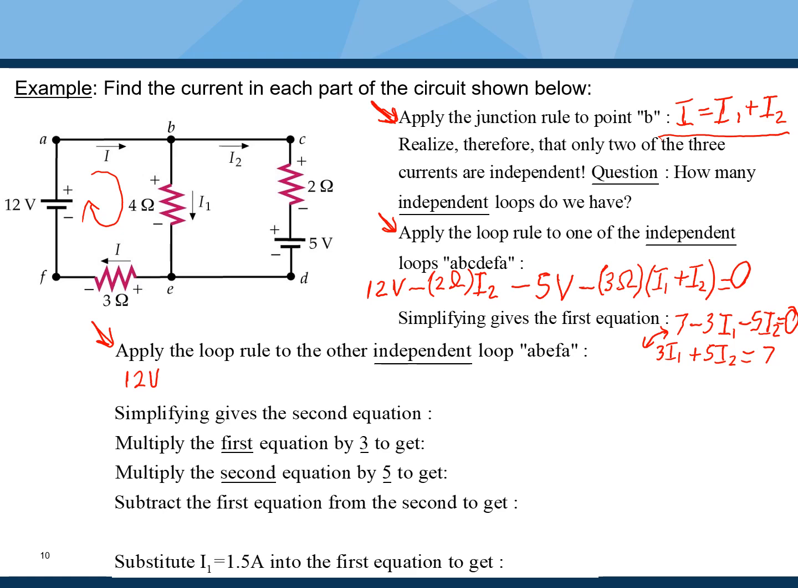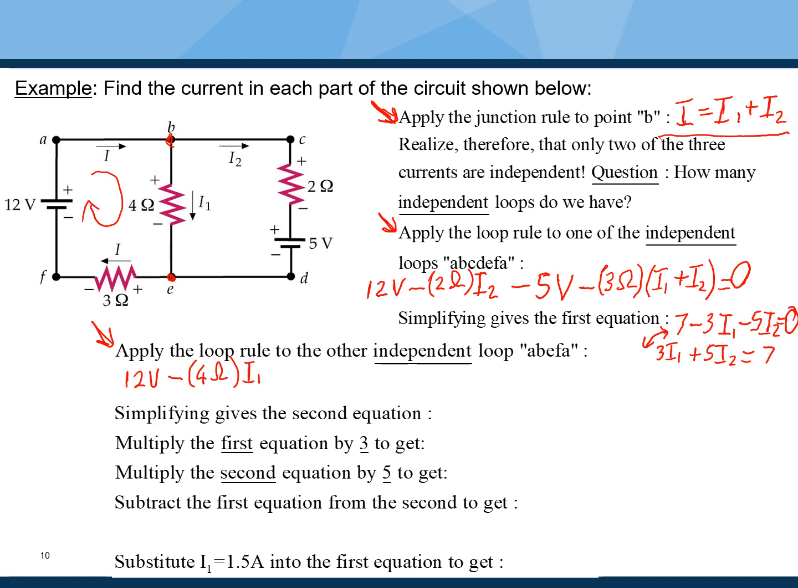And then we're required to go from B to E. So we're going from B to E, and we realize that the current I1 is pointed downward in the 4 ohm resistor that we're just about to traverse. And so we have a voltage drop of minus 4 ohms times I1.